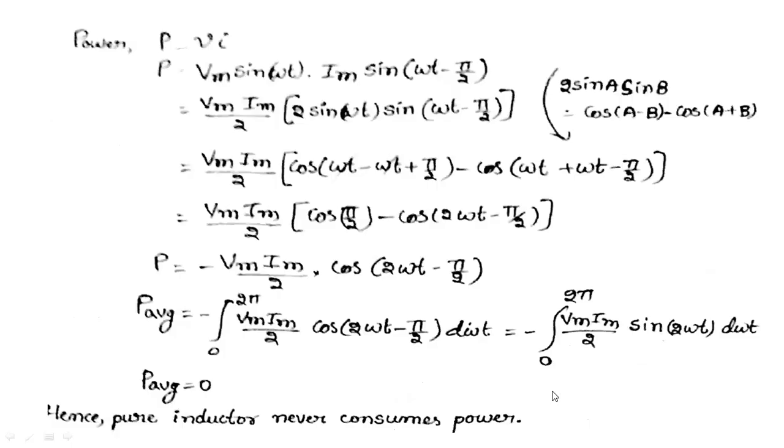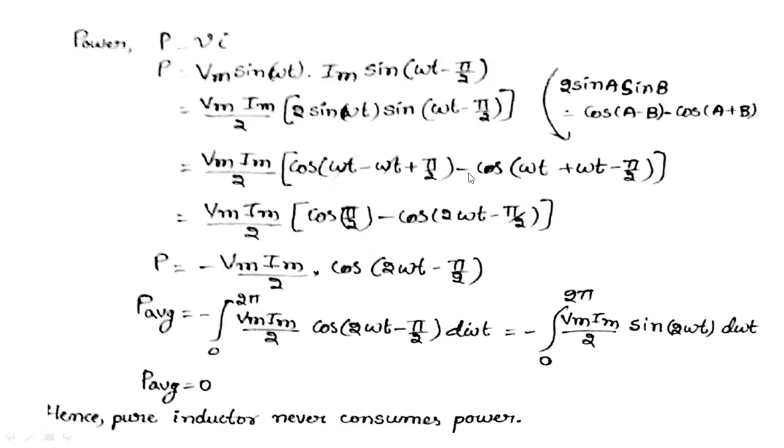I know the voltage and I know the current, so now I want to find out the power. Power equals v times i, the instantaneous voltage times the instantaneous current. Power equals Vm sin omega t times Im sin of omega t minus pi by 2, which by simplifying gives Vm Im by 2 times 2 sin omega t sin of omega t minus pi by 2.